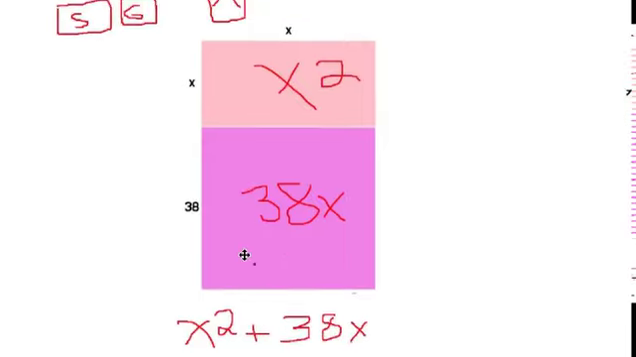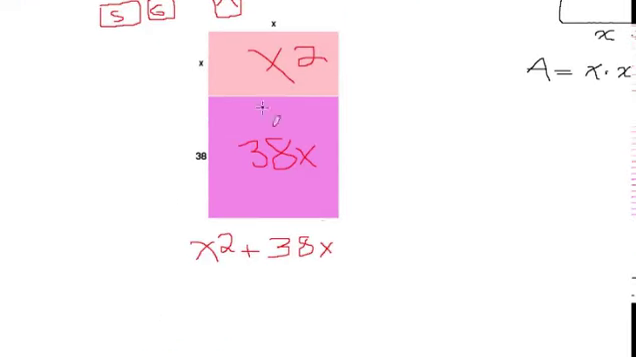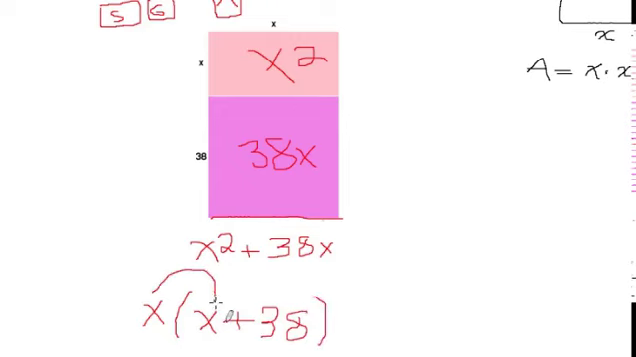And the other way to do it is going to be through the following procedure. The base is going to be x, and then you multiply by the height, which is x plus 38, and then we multiply this, x times x, and then x times 38, and it's going to give us the same result.